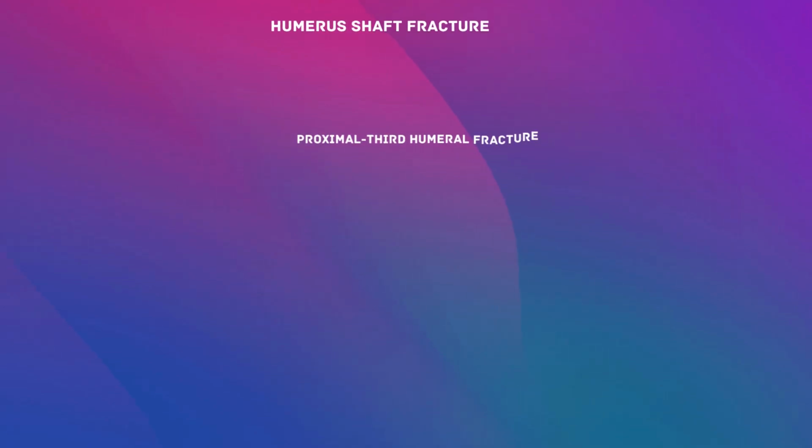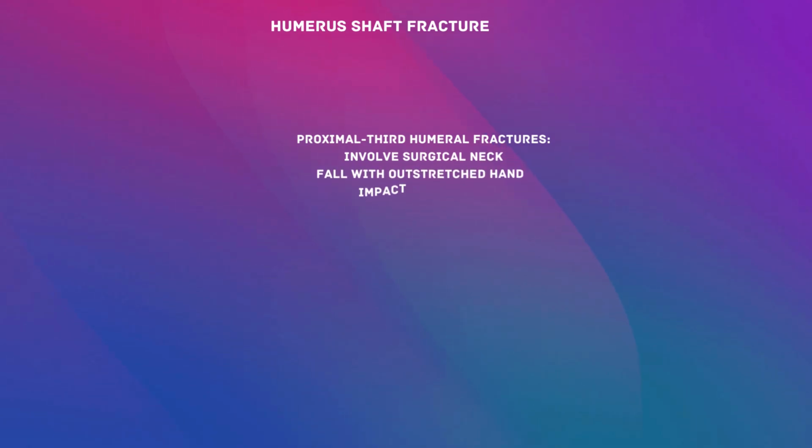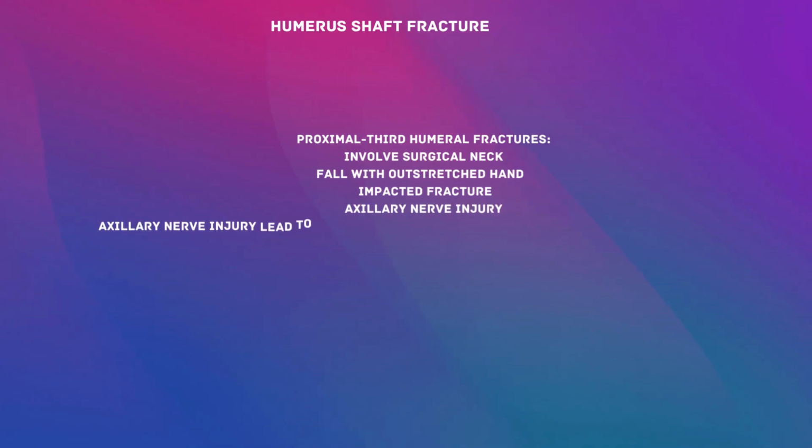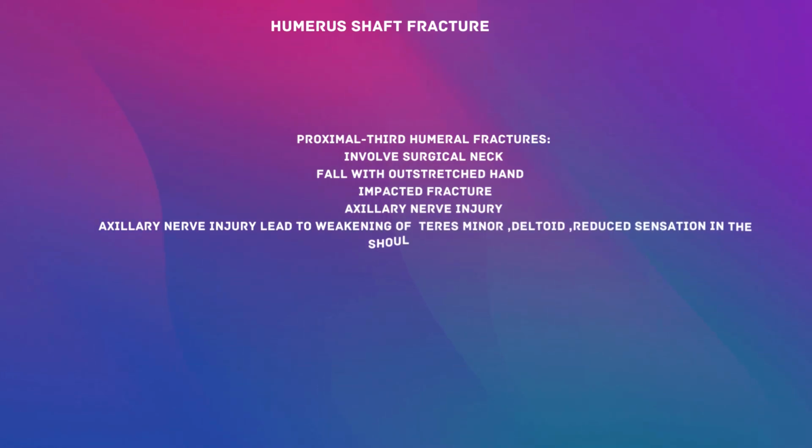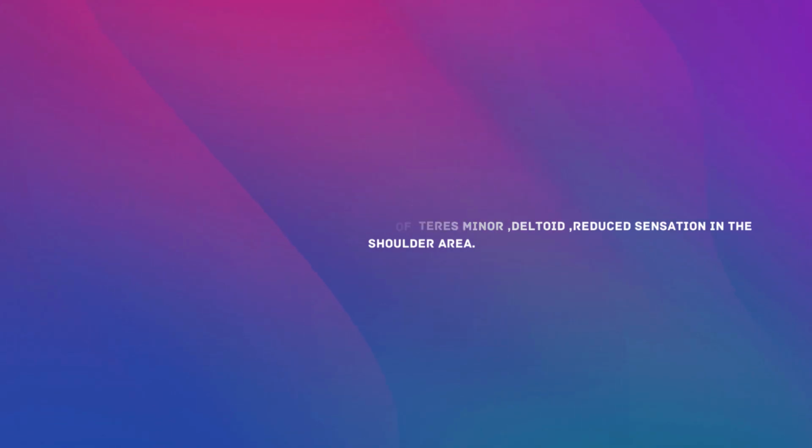Proximal third humeral fractures involve the surgical neck of the humerus. It usually occurs due to a fall with an outstretched hand, and results in an impacted fracture. Axillary nerve injury is commonly associated with the proximal third humeral fractures. Axillary nerve injury leads to weakness of the teres minor and deltoid muscle and reduced sensation in the shoulder area.